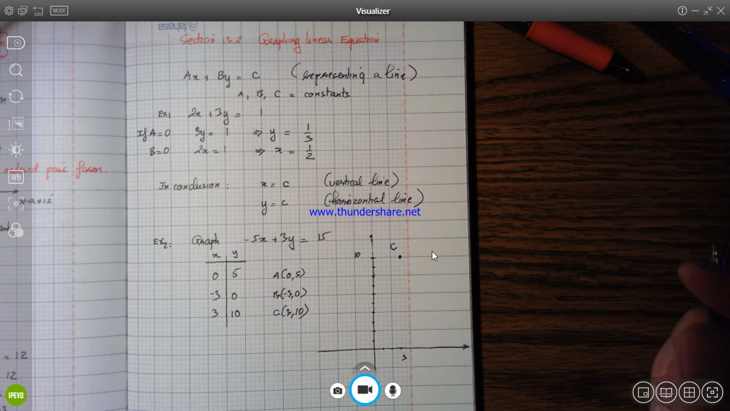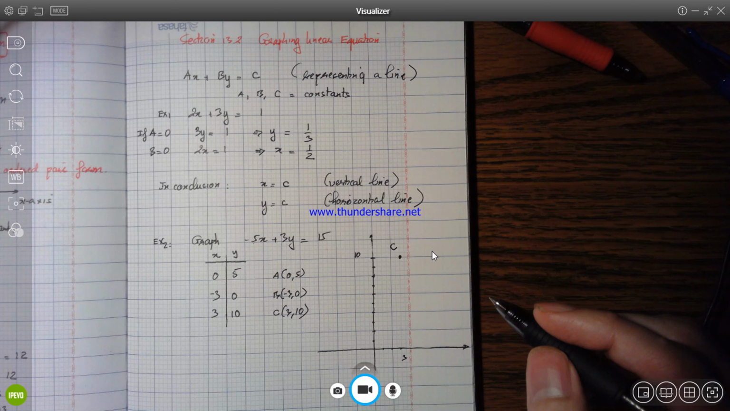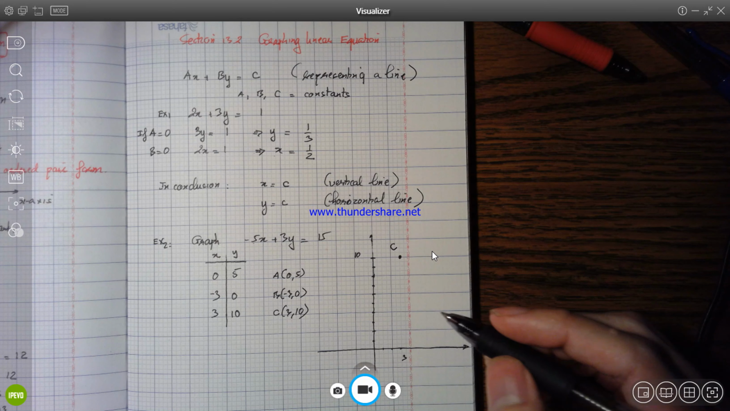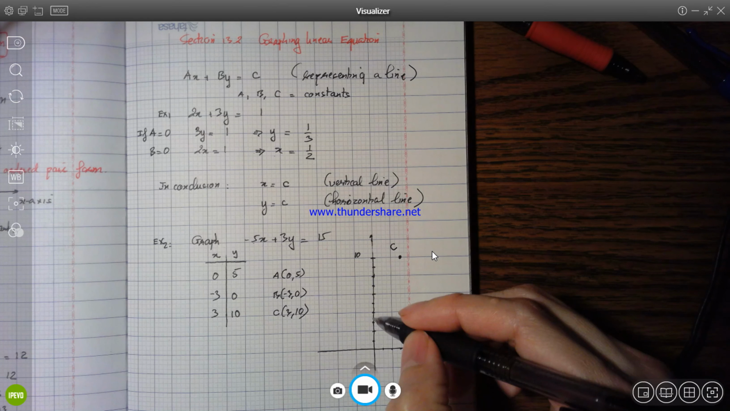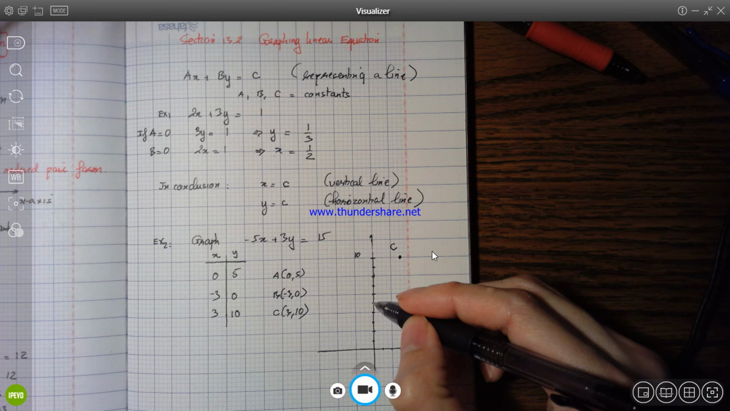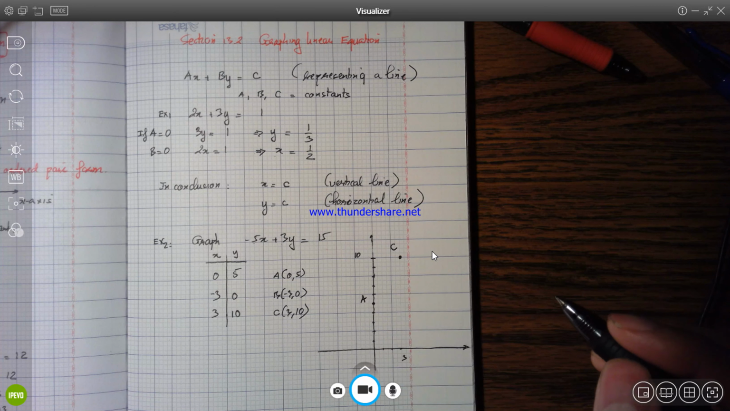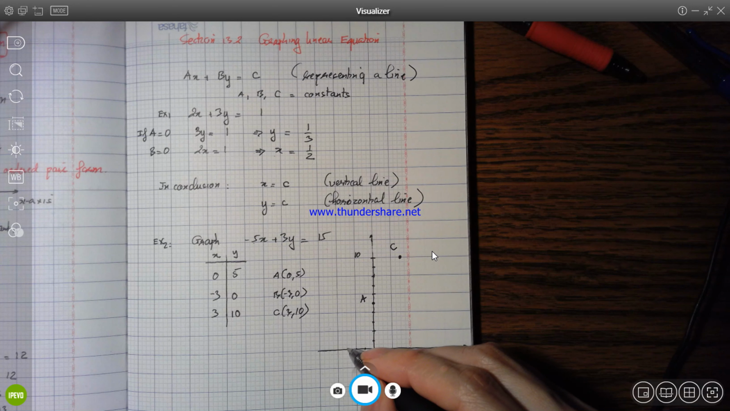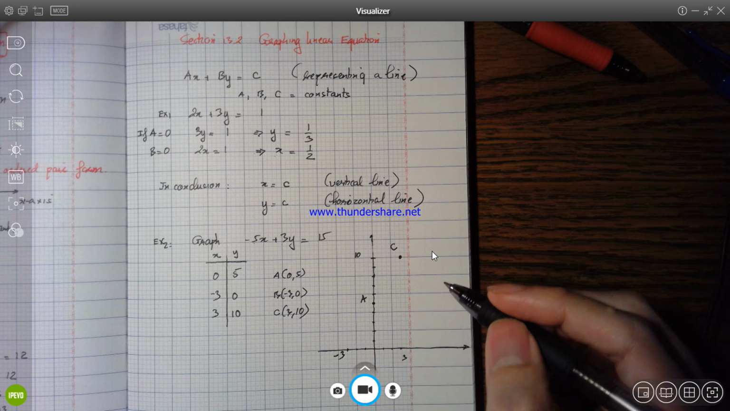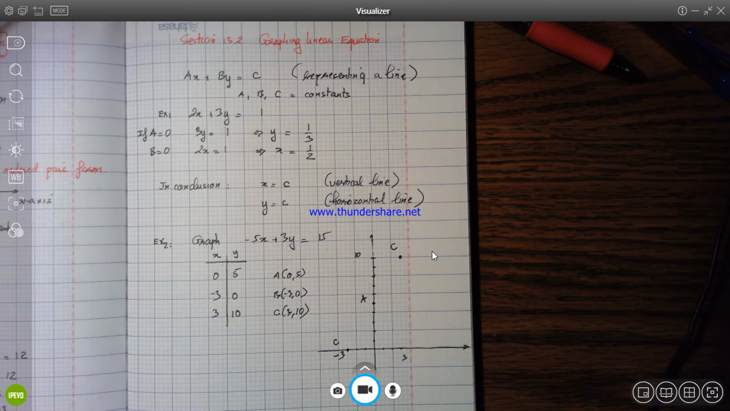Then what else do I have? I have point A, (0, 5). So x equals 0, y is 1, 2, 3, 4, 5. So my point A is right here. And my point B is (-3, 0). So -1, -2, -3 is right here. And you see that I have 3 points. Then I can connect them.